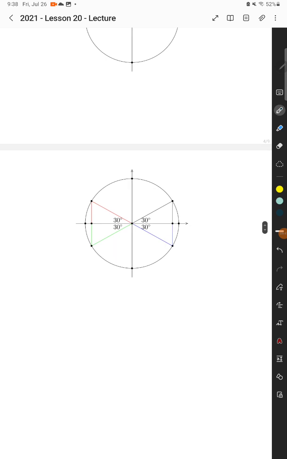Reflecting it about the x-axis gives us this point, which is cosine 30, minus sine 30. About the y-axis gives us this point, which is minus cosine 30, sine 30. About the origin gives us this point, which is minus cosine 30, minus sine 30.